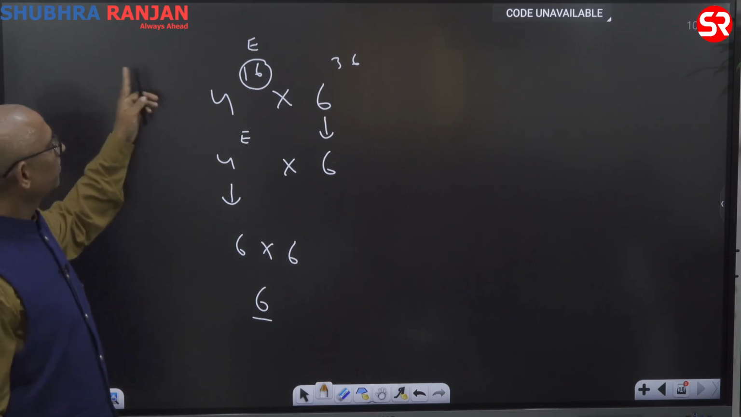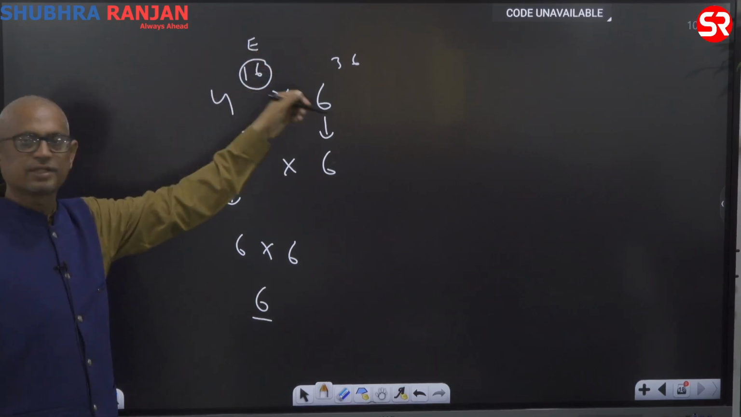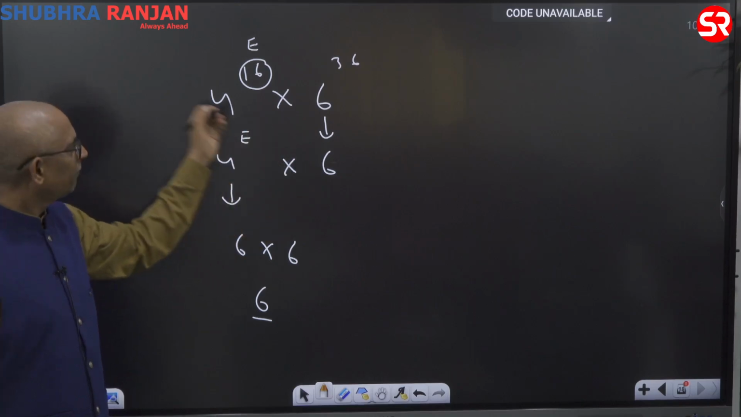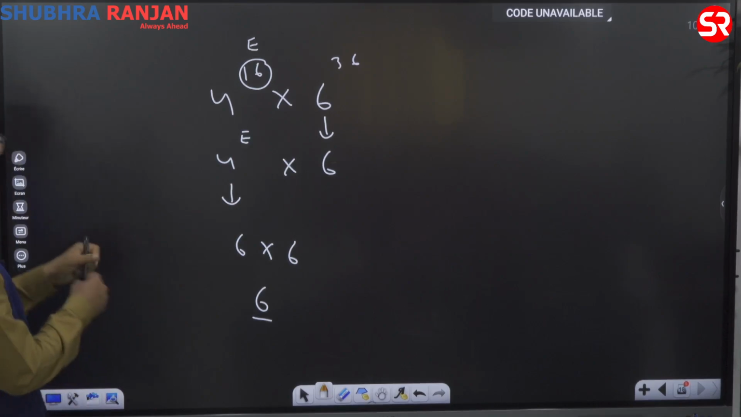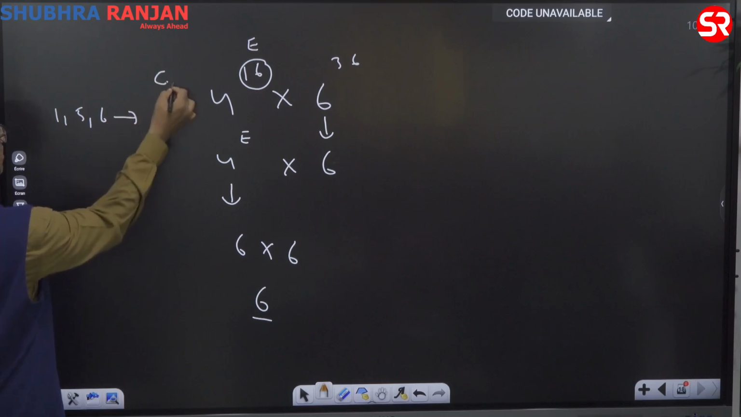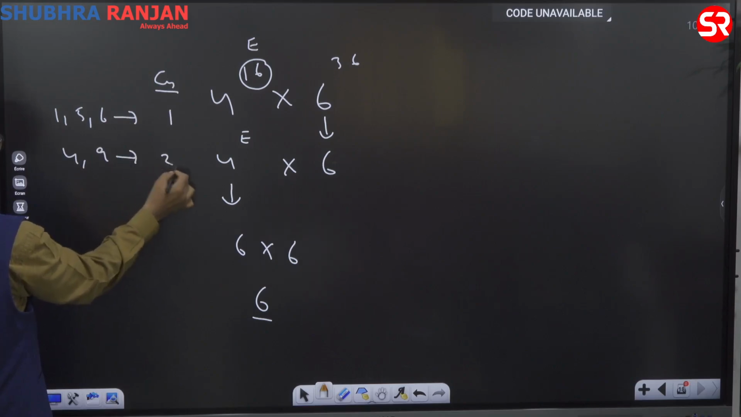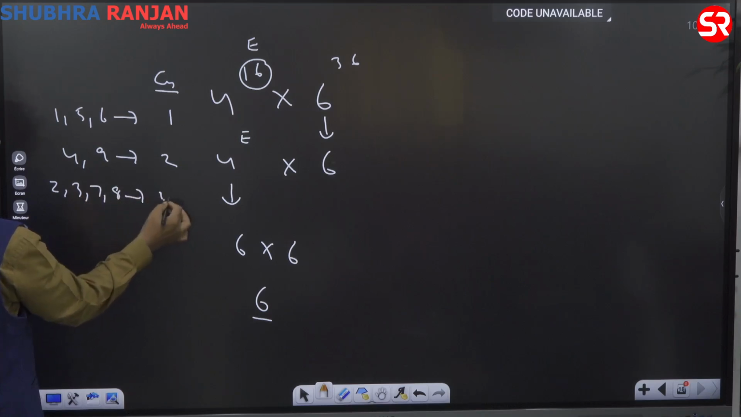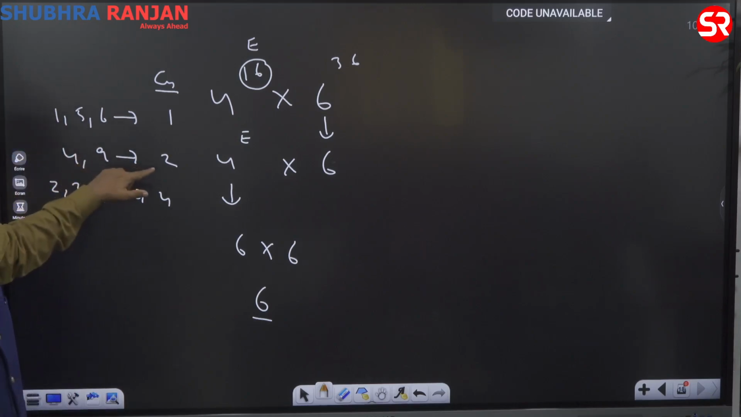So now we are doing the problem 4 power 16 into 6 power 36. We know 6 into 6 is 6 only. But for 4, the cyclicity is 2. We know the cyclicity is 1 for 1, 5, 6. The cyclicity is 2 for 4, 9. It is 4 for 2, 3, 7, 8. So cyclicity is 2.